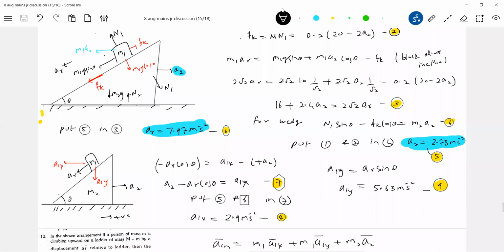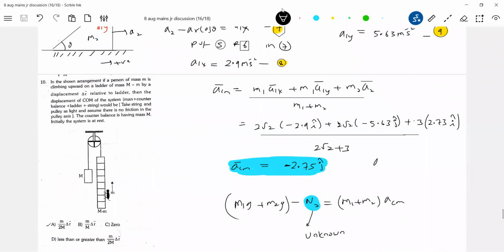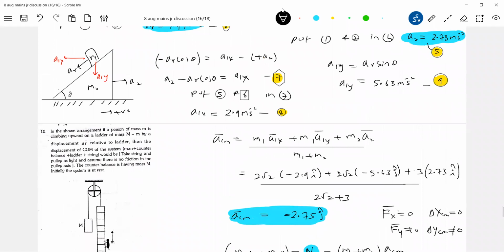So what is the firm conclusion? ACMX is zero, meaning net force on system along x-axis is 0, so center of mass will not shift. Along y it is non-zero, so center of mass descended. And now what are the questions they'll ask you? Find the time taken by the block to reach the bottom of the incline.